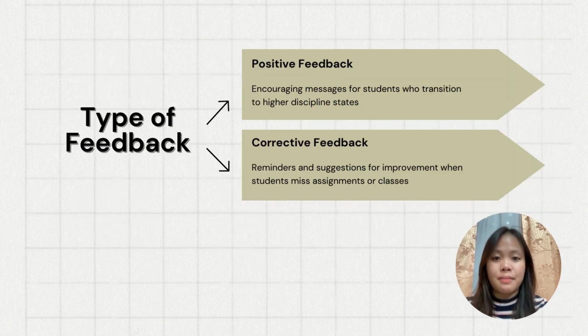There are two types of feedback. The first is positive feedback, which provides encouraging messages such as "Great job on submitting all your assignments on time" for students who transition to higher discipline states. Second is corrective feedback, which provides reminders and suggestions for improvement such as "You missed a class today. Try to attend all your classes to stay on track."